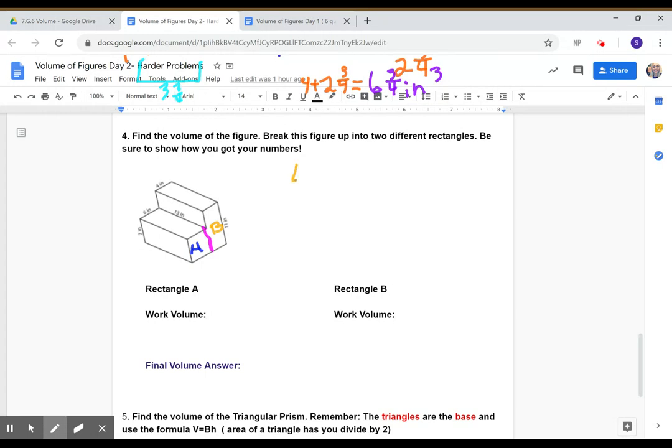So, go ahead, find your dimensions. Remember, you're going to do length times width times height for both of these. So, you should have 3 numbers when you are doing them. Look at your picture, use the video from yesterday, or I did a video on this in the Google form.